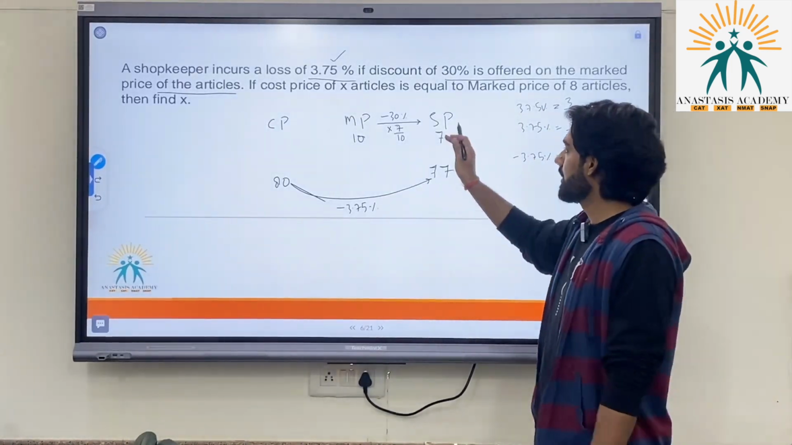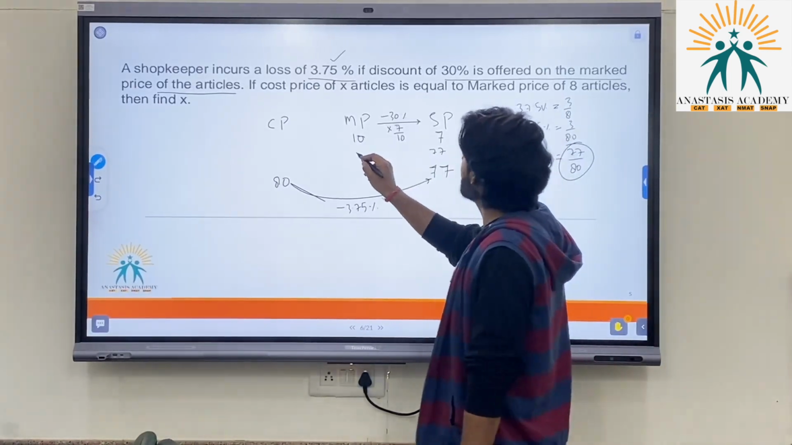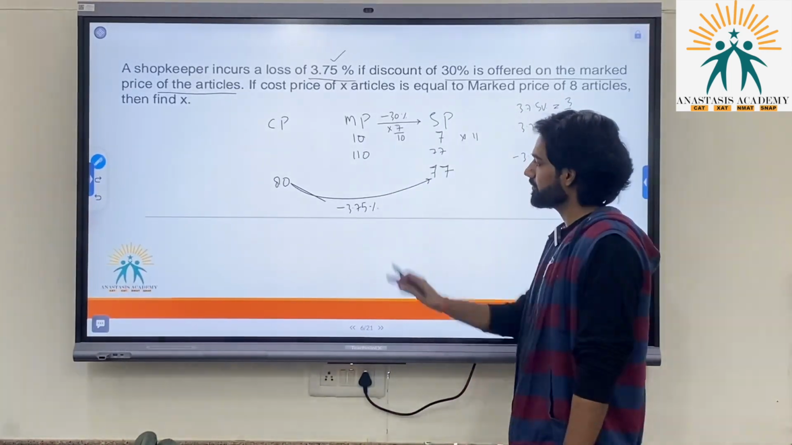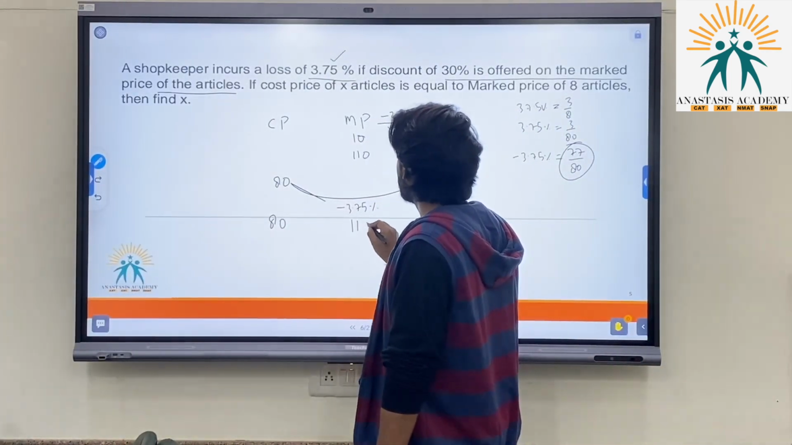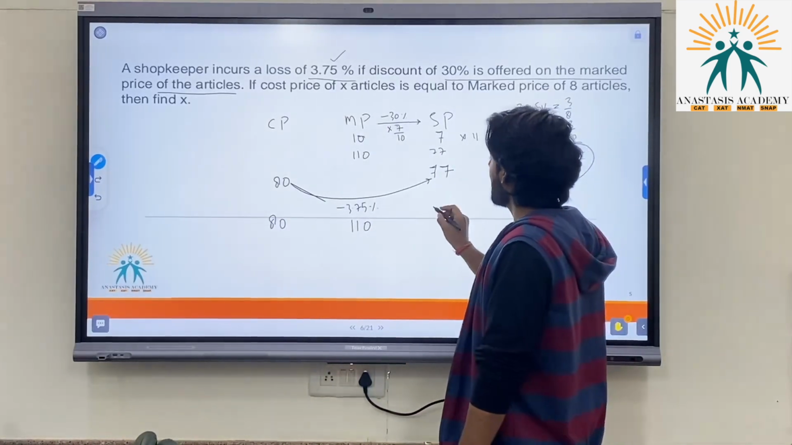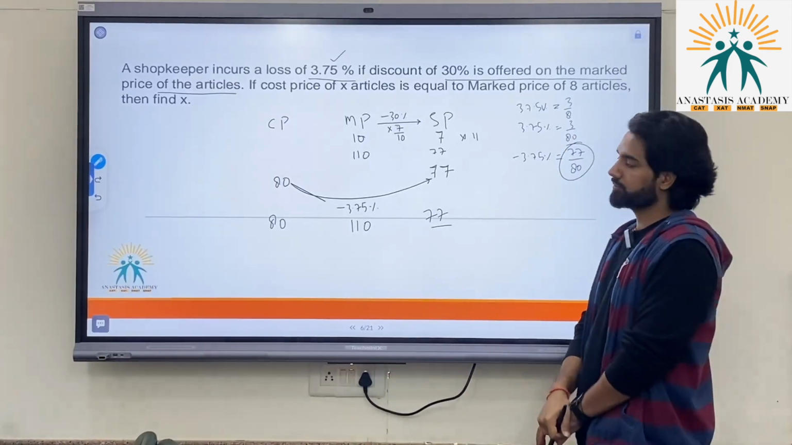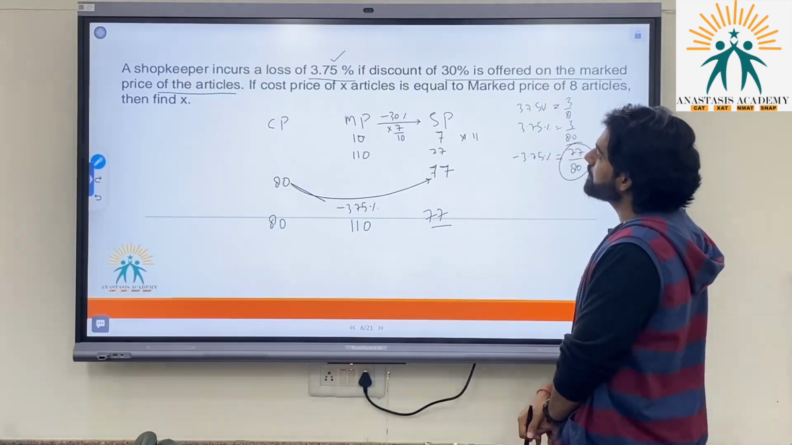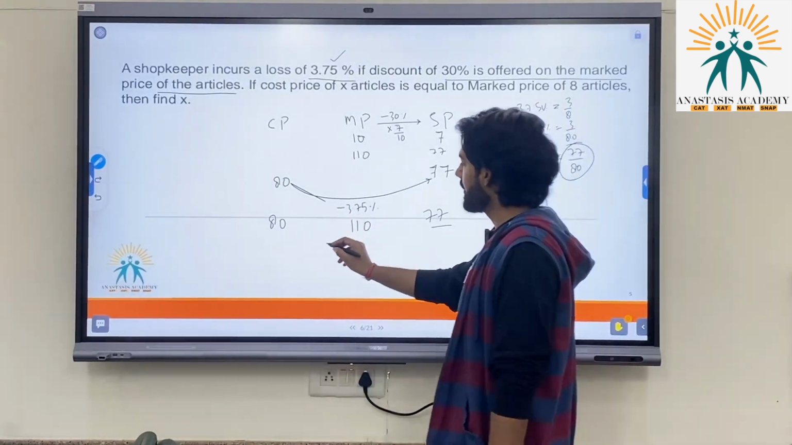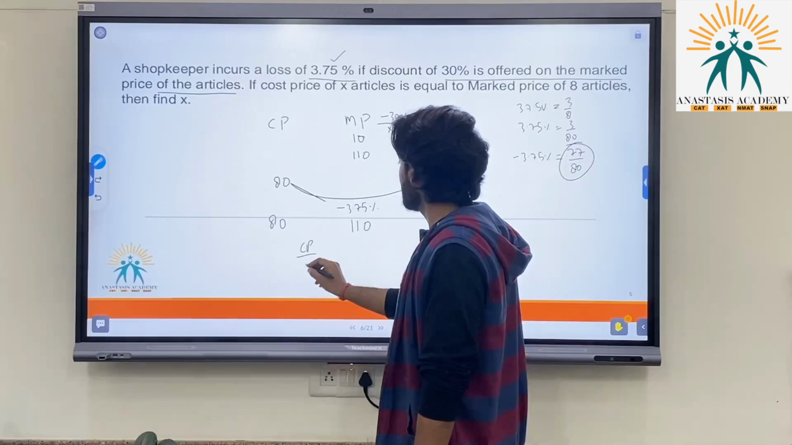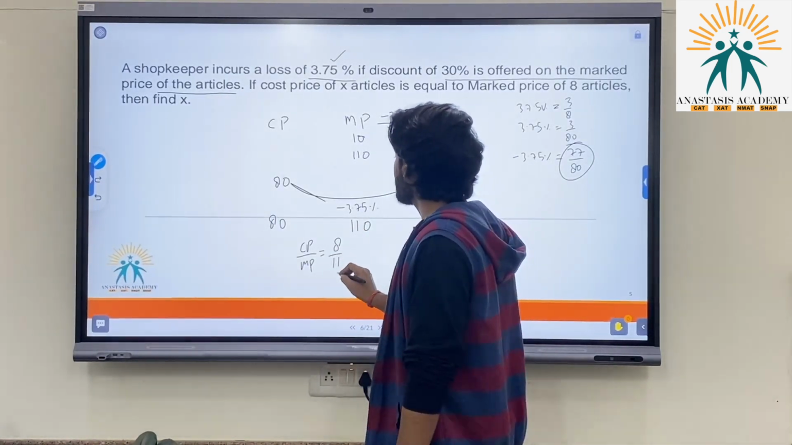These are in units, so I have to multiply by 11 and it becomes 77, and this becomes 110. Now all these units are the same. The cost price is 80. I marked it up to 110 and I have sold it for 77. Now what is asked is if the cost price of X articles is equal to the marked price of X articles. So from here I can see CP upon MP, if I take the ratio, is 8 upon 11.